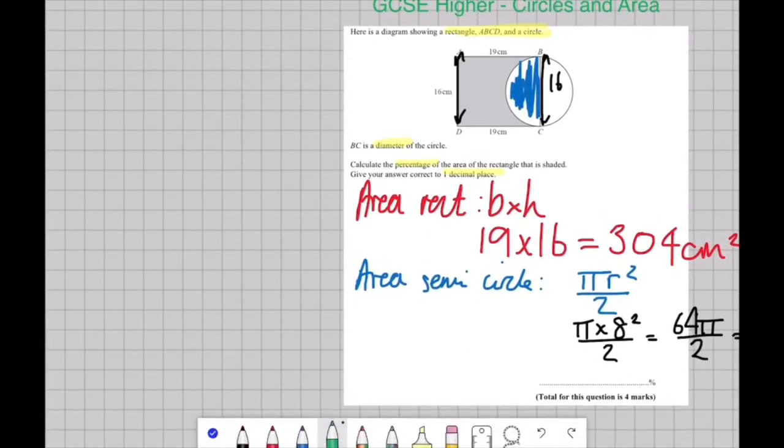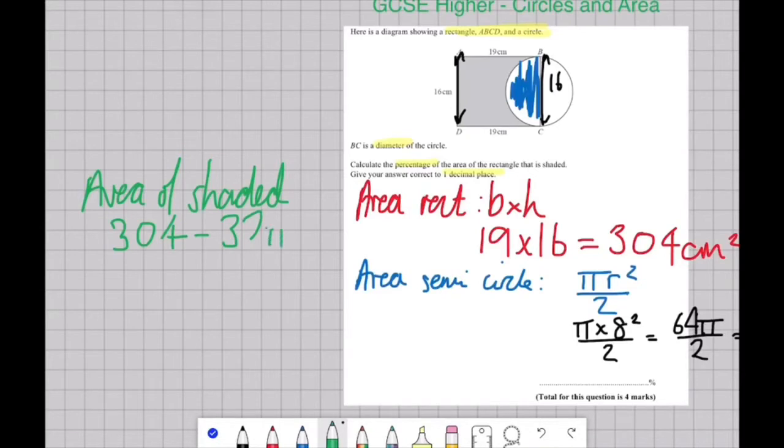So I need the area of the shaded region, so that's what I'm going to do next. The area of the shaded region would be the full rectangle, so 304, minus the semicircle, which is 32 pi. Okay, so I'm going to type that into my calculator, 304 minus 32 pi, and that gets me 203.469. Okay, and that's the area of the shaded region.